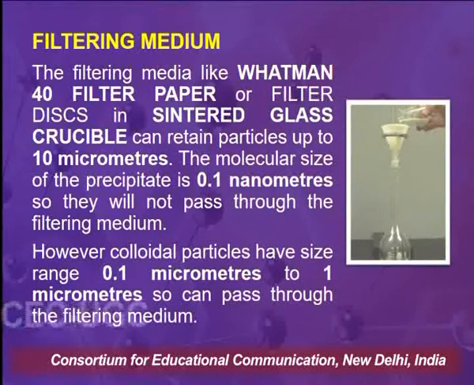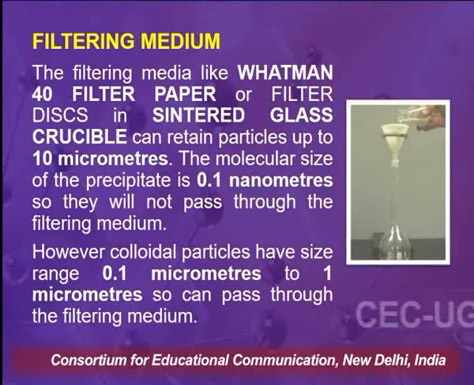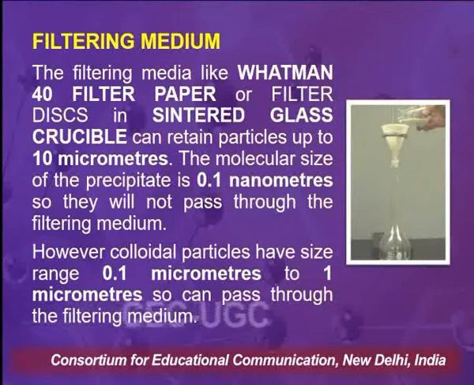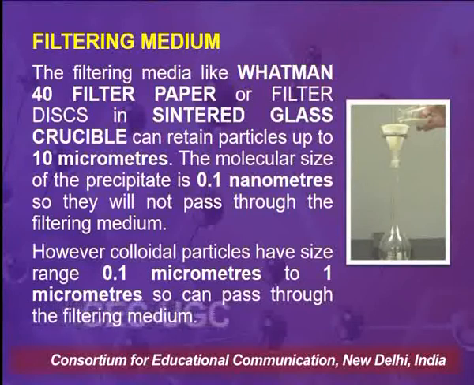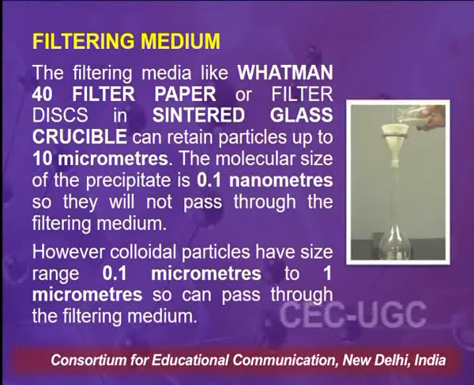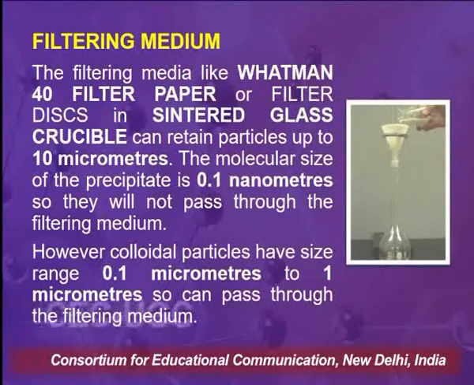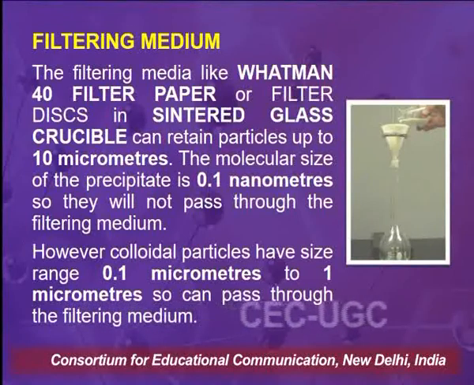The normal filter paper which we use in the laboratory for day-to-day experiments has a large pore size, and these metal ion precipitates can pass through it. Another filtering medium which can be used is the filter disc, which is present in the sintered glass crucible, which can retain particles up to 10 micrometers. The molecular size of a precipitate generally is 0.1 nanometers, so they will not pass through the filtering medium. However, colloidal particles have a size range of 0.1 micrometers to 1 micrometer, so they can pass through the filtering medium.